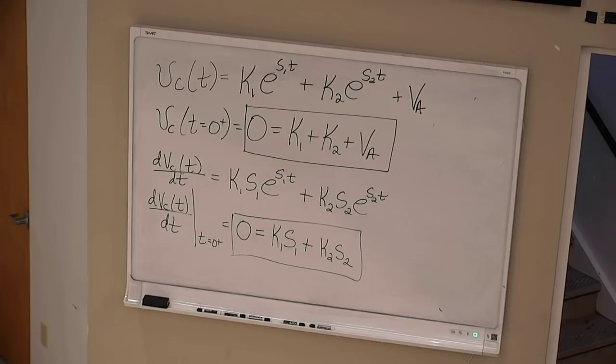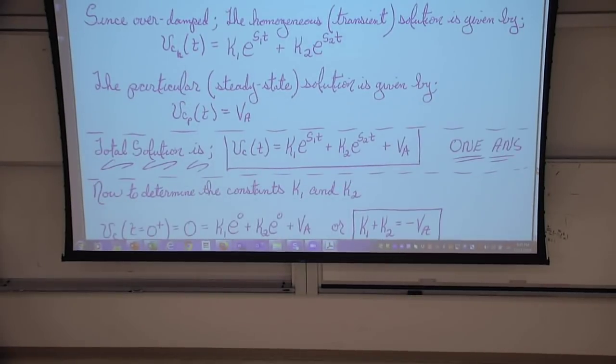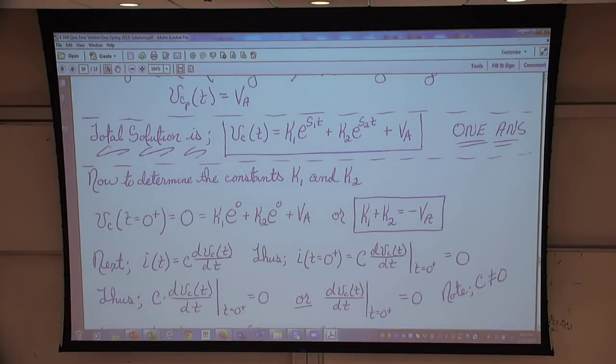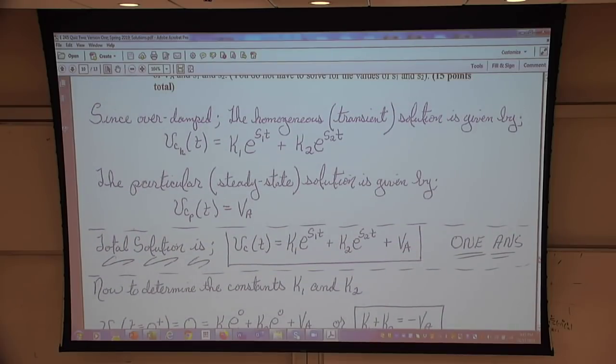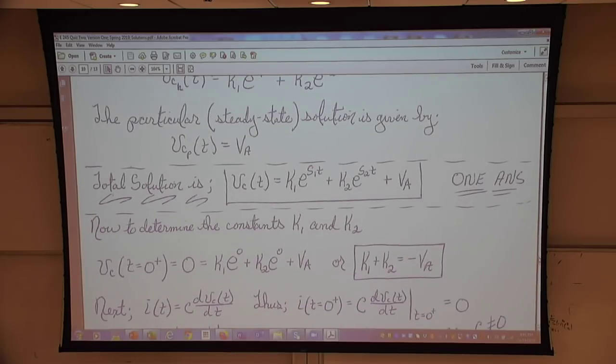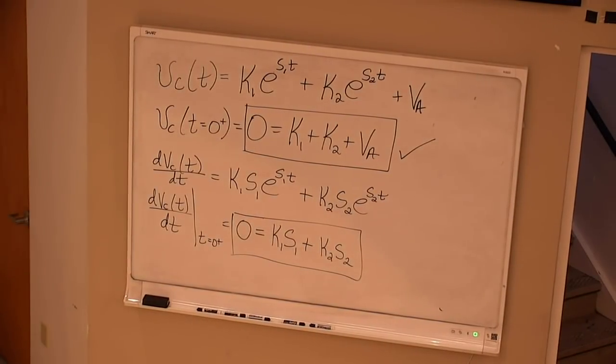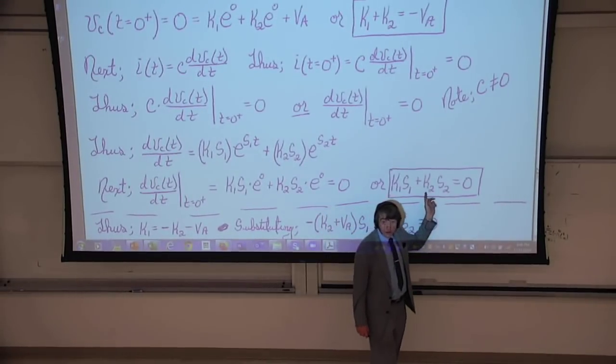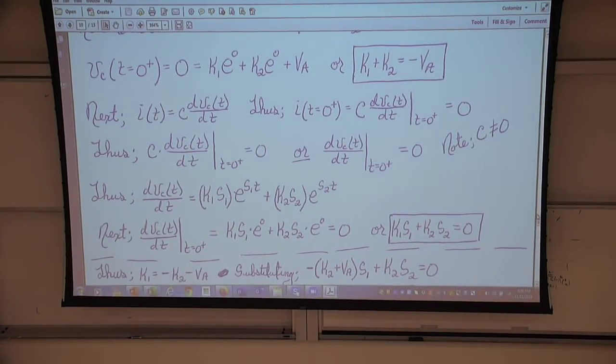Now, I'm back on the screen. I'm going to slide down. Okay, here. Again, all of these exams are posted. Total solution, K1 e to the S1t plus K2 e to the S2t plus VA. We got it. Now, one equation, K1 plus K2 equals minus VA. That's that. Next equation, all the material we did here. K1 S1 plus K2 S2 equals 0. That's this here.